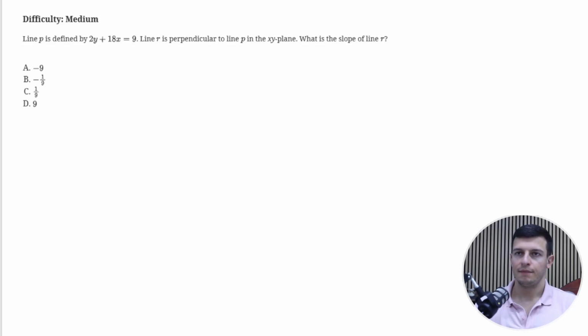Line P is defined by 2y plus 18x equals 9. Line R is perpendicular to line P, again perpendicular. What is the slope of line R?